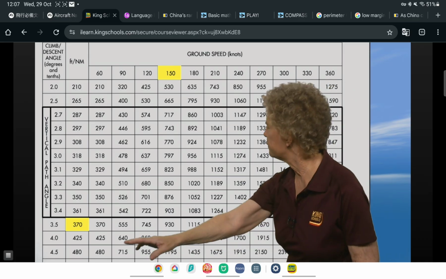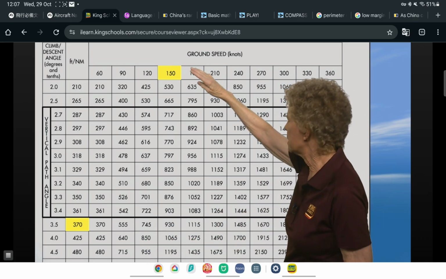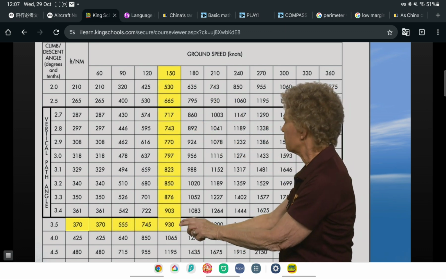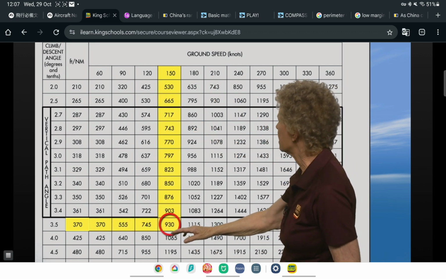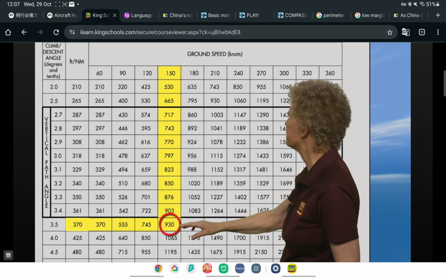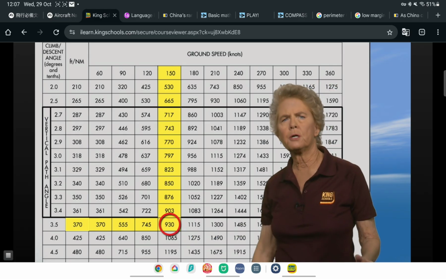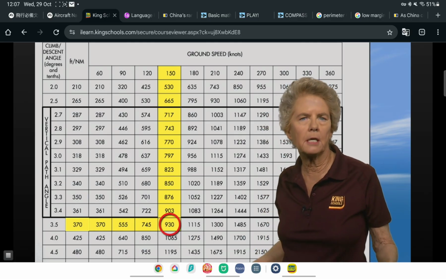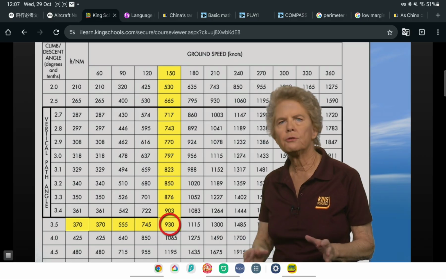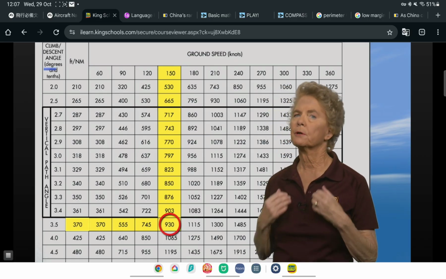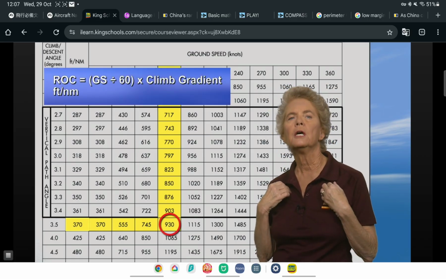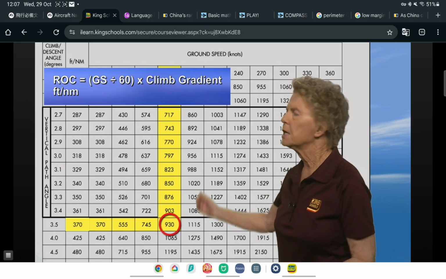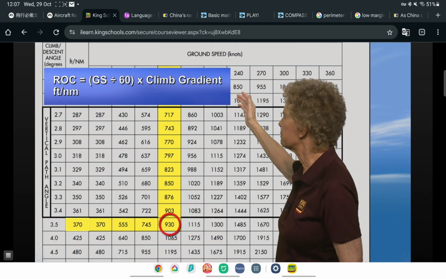Here's 370 feet per nautical mile, and here's 150 knots ground speed. You come across and down, and where they meet, you'd get a required rate of climb of 930 feet per minute. But suppose your required climb gradient is not 370, it's 380. You could interpolate using the numbers in the table. But personally, my choice would be to use our easy formula, which you now know how to use to calculate your required rate of climb.